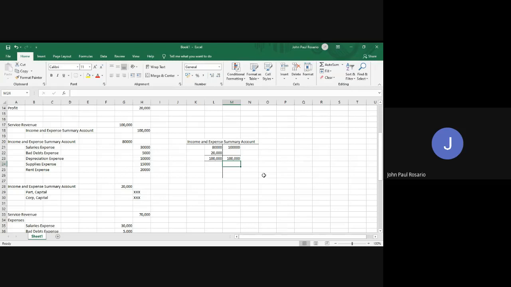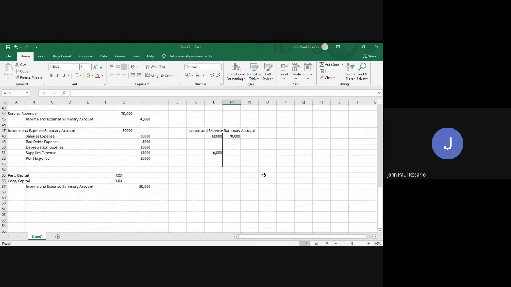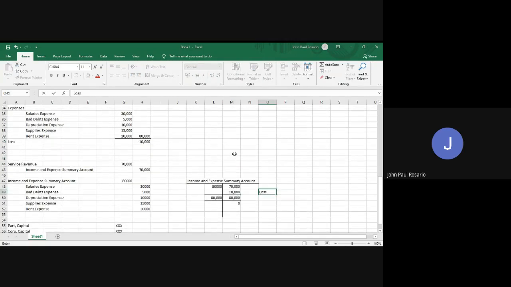We prefer the normal balance of the income and expense summary account, and usually what we prefer is profit. So the profit amount becomes 0 on this side. To do that, we add an additional entry of 10,000 as a credit. So 10,000. This is 80,000. 70 plus 10. So with that, 80 minus 80 is 0. This is our entry for our loss. It becomes 0, so the income and expense summary account is closed.